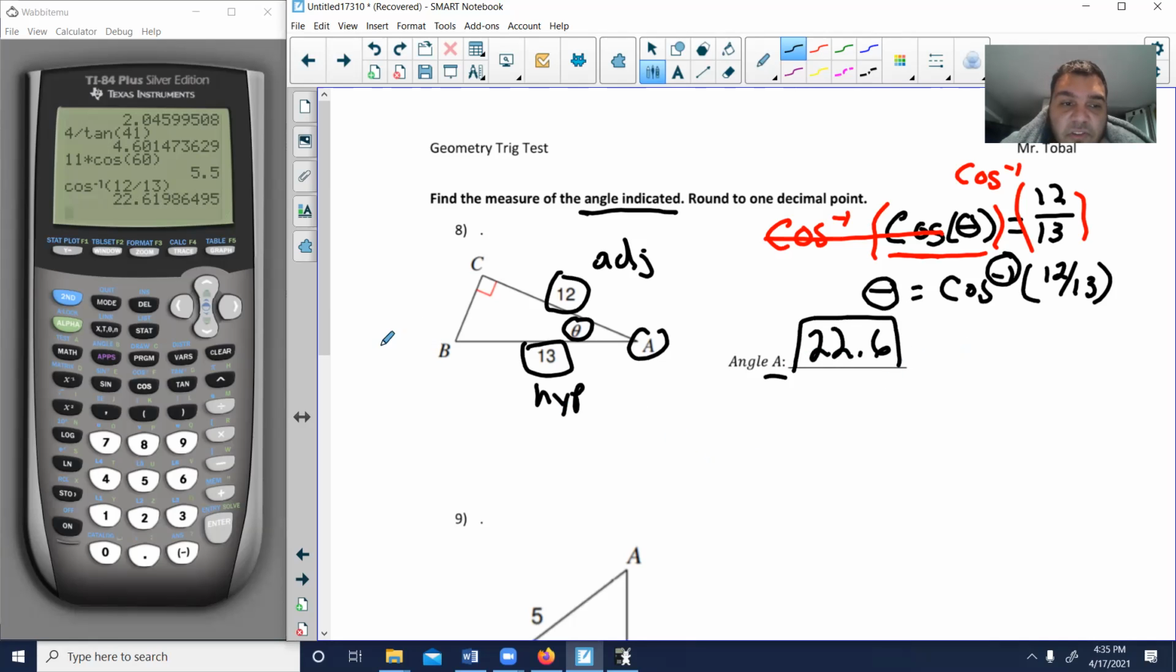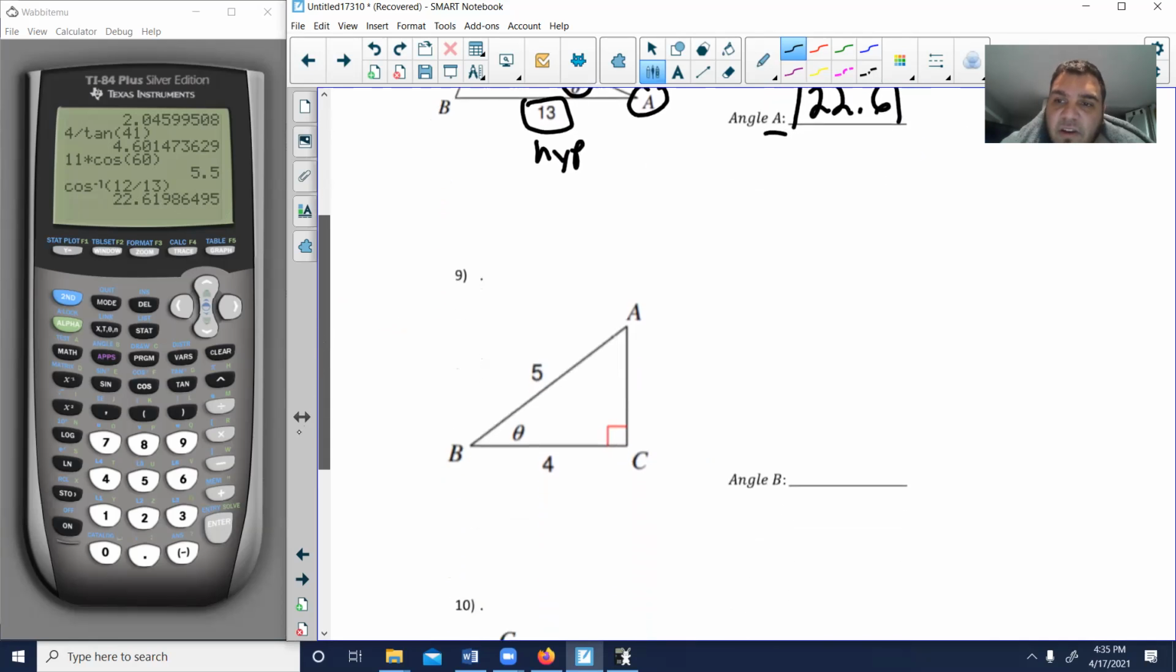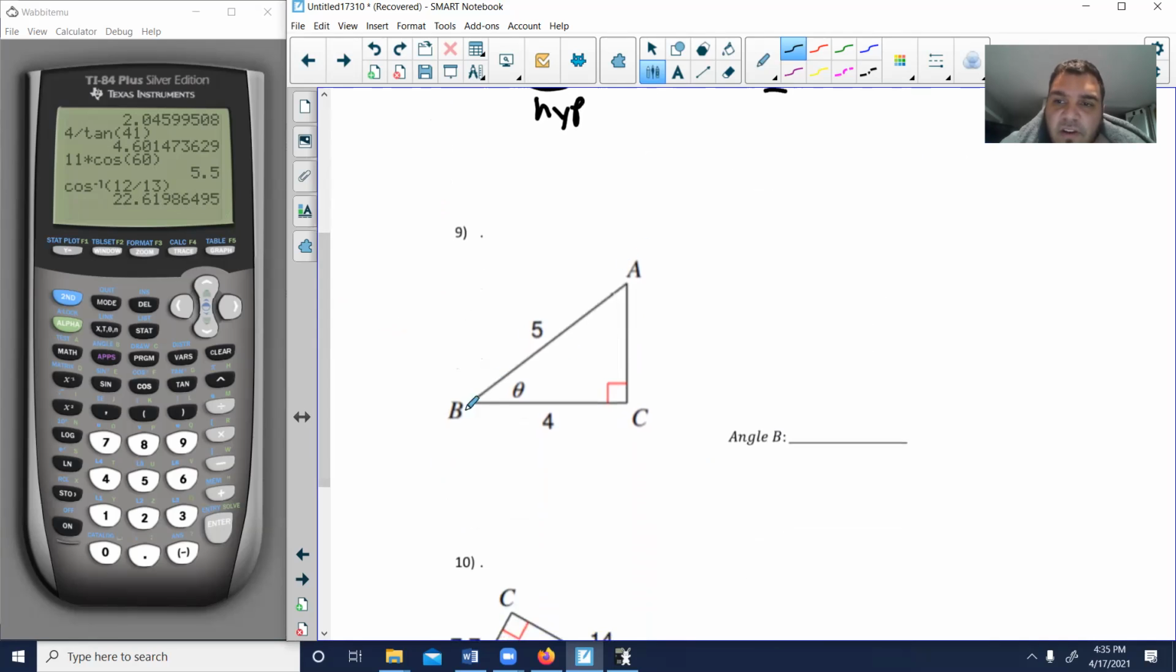That's it. It's pretty simple. You just got to set it up and type it in. Usually you got to set it up and do algebra. This is even easier. You just set it up and type it in.